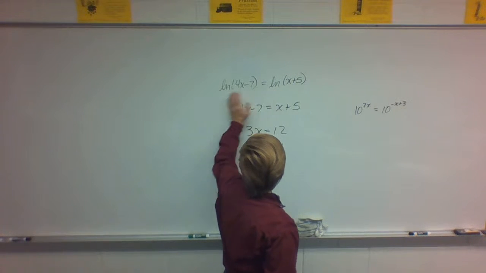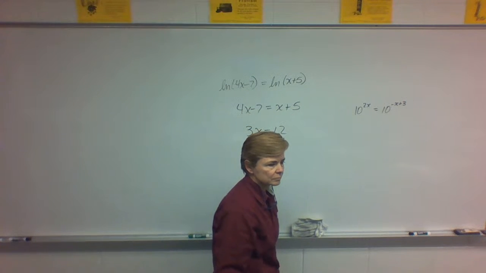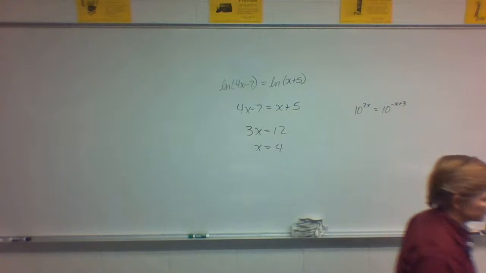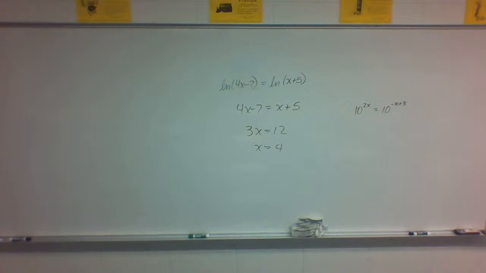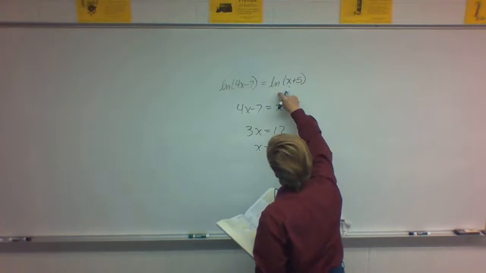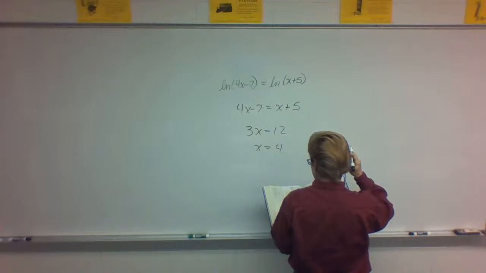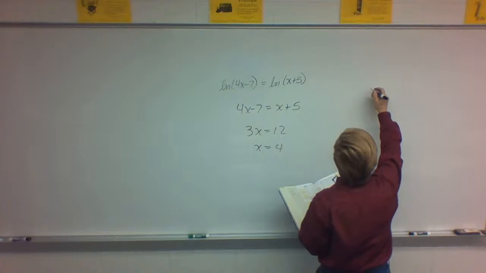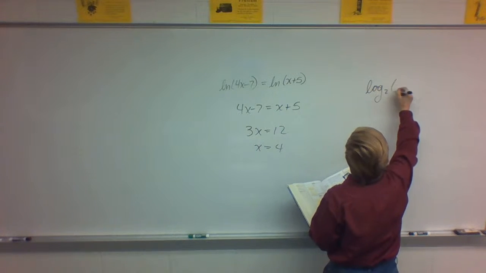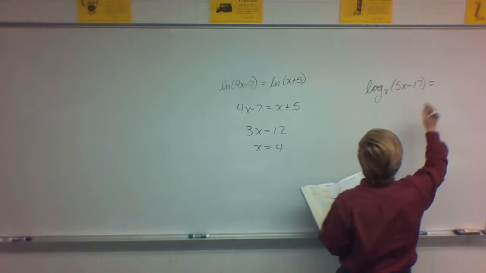So if you got a log on both sides and they're the same kind of log, then you can take the things that you're logging and set them equal to each other. But it's not a canceling move. Don't think of it that way. It's a reasoning move. Okay, here comes the next one. Another log equation. This one has only logs on one side. That means that we're not going to use this strategy. We've got log base 2 of 5x minus 17 equals 3.